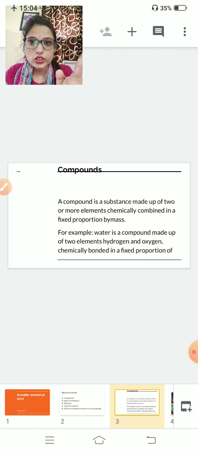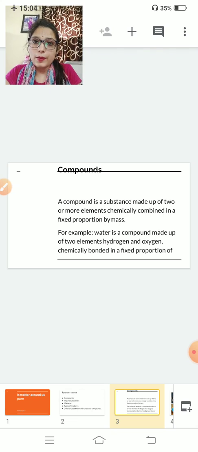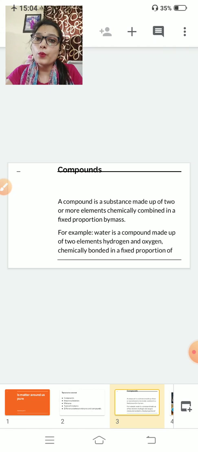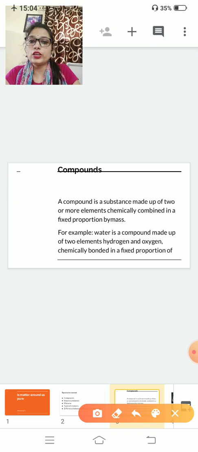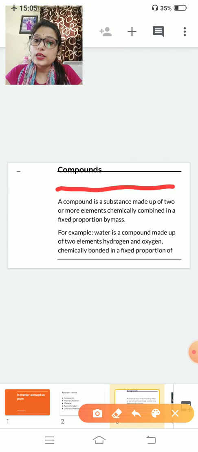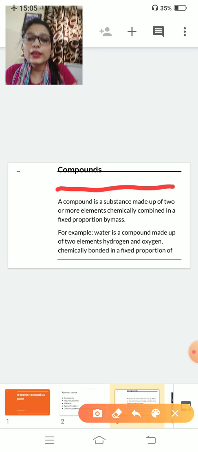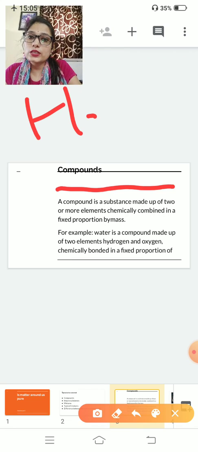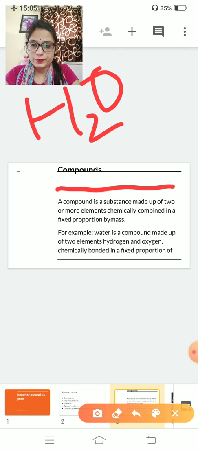So what is the definition of compound? A compound is a substance made up of two or more elements which are chemically bonded in a fixed ratio. Here is the definition: a compound is a substance made up of two or more elements chemically bonded in a fixed proportion by mass. For example, H2O. H2O is the formula of water.